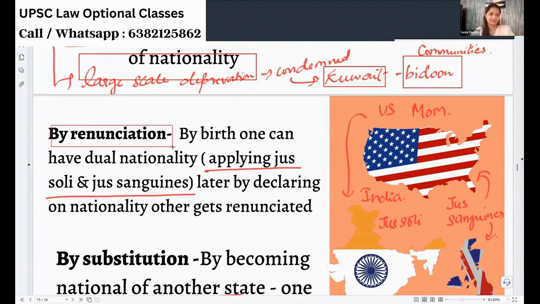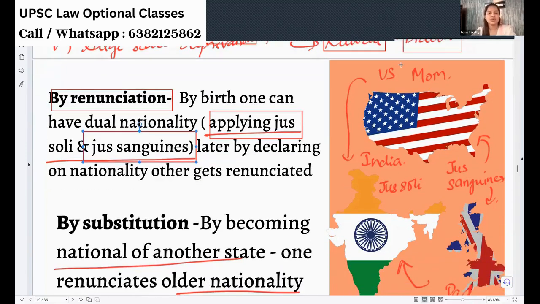And next is by renunciation. I say that this is enough. I don't want this citizenship. I renounce it. That's what renunciation is. There are countries where the concept of nationality is acquired by both jus soli and jus sanguinis. We saw, right? Say, for example, a US couple come to India and a child is born in India. Now, the child can have either Indian citizenship or US citizenship. Automatically, let's be frank, they will choose US, right? So they renounce the citizenship that they get in India. So, one is renunciation. Okay.